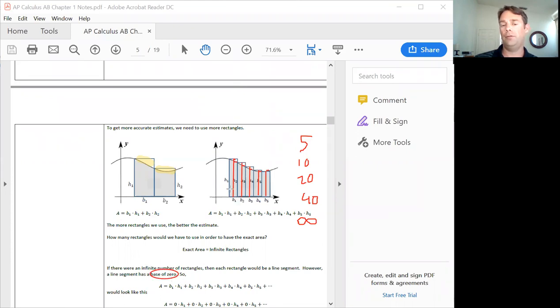Well, friends, height times base is area, but if my base is 0, height times 0 would be equal to 0. A line segment has no area, it's just 0 because there's no base. But we're saying that if we were to split them up infinitely, all these infinite zeros somehow would add up to be, in theory, the area underneath that curve.